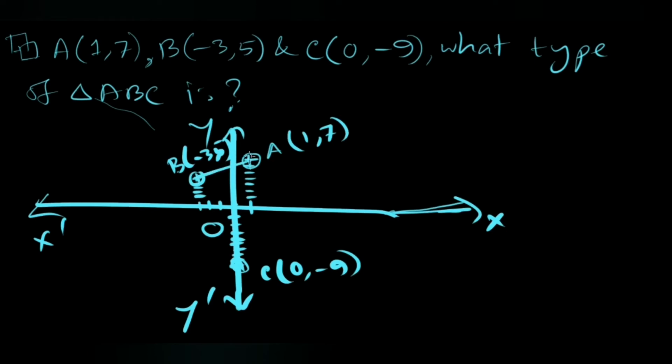So AB. As the question was, we are going to determine the characteristic of triangle ABC, what type of triangle it is going to be. So first of all, we'll determine the length of AB, then the length of BC, and the length of AC. So we can come to a conclusion about what type of triangle it is.